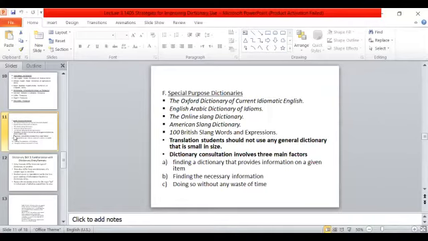You will not find a medical term in a general bilingual English-Arabic dictionary. And then finding the necessary information. We will deal with this in great detail later on, and then not wasting time in trying to find a word in a dictionary. This is best done by studying your alphabets. If you know your alphabets well, you will save a lot of time. So it's something really trivial to say, but the first thing you have to do before holding a dictionary in your hand is to know your alphabets very well.